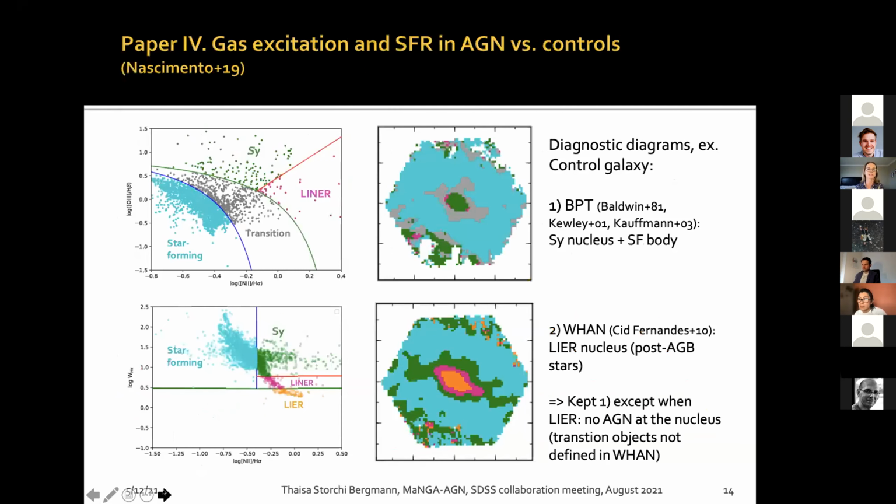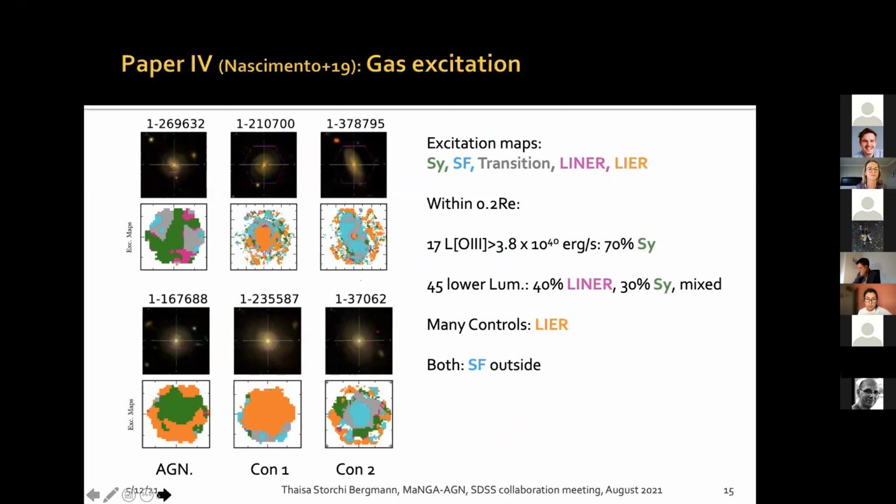Okay, we did studies of the gas excitation as well. This is a control galaxy. In the BPT diagram, it seems to have a Seyfert nucleus, but when we use the WHAN diagram, it has a LIER in the center. So it's just to show that we use these diagrams to study the excitation. And here are two examples of AGN and two controls.